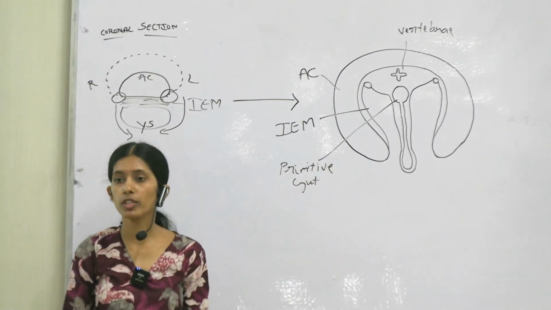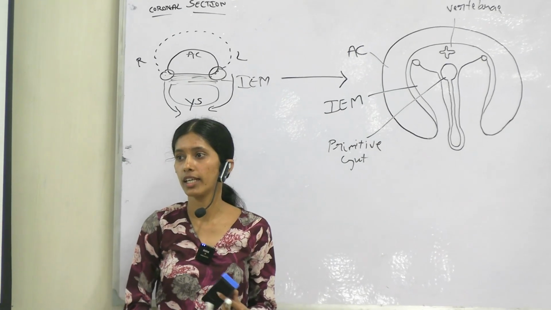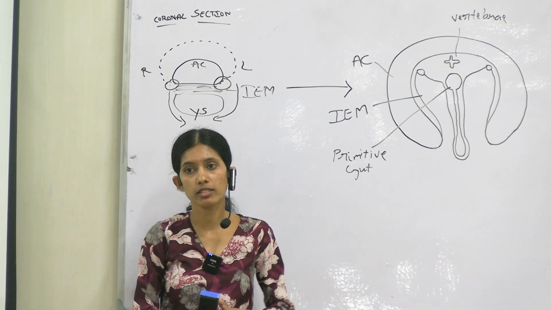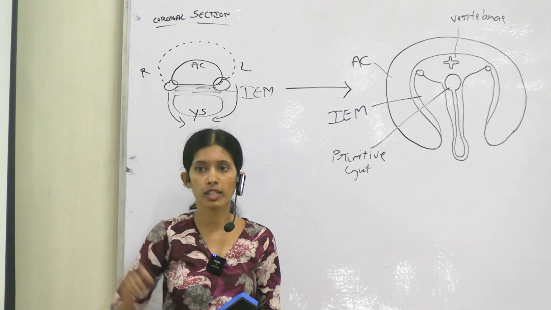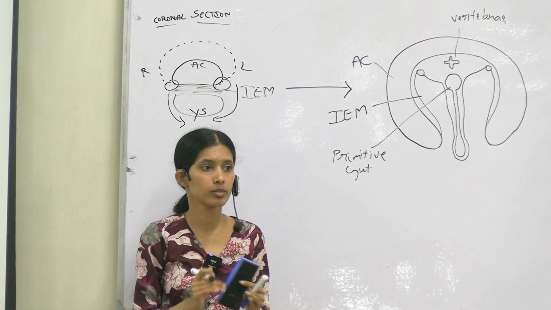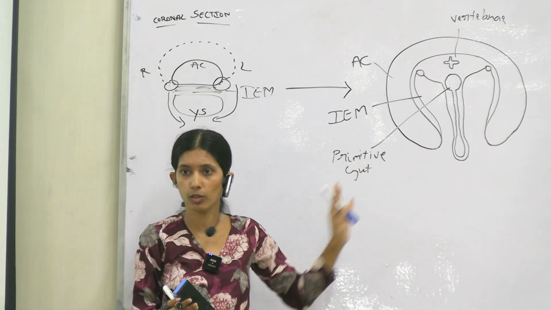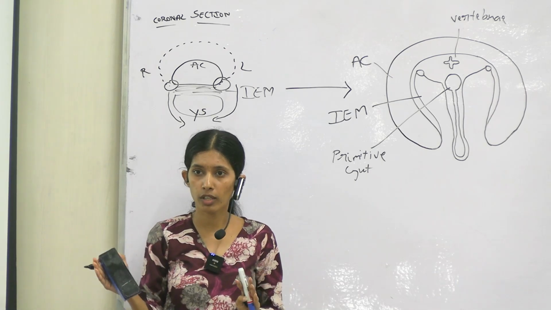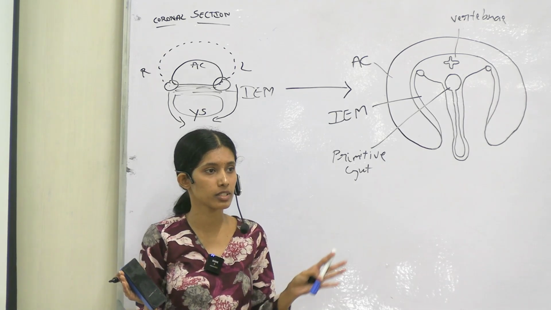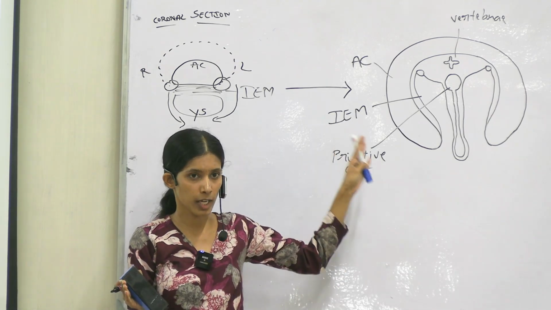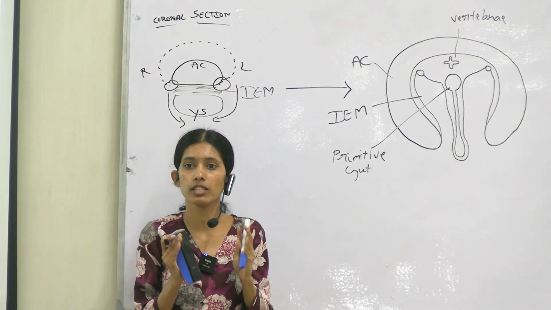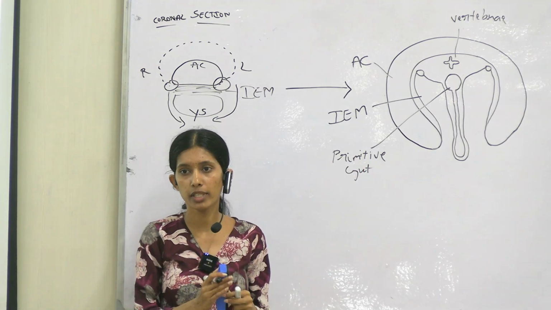Okay. Remember, your cranio-caudal folding and lateral folding takes place simultaneously. It's not like your cranio-caudal folding will happen first, and once that is finished, your lateral folding will start. No, it's not like that. The cranio-caudal folding, which I explained in the previous class, and the lateral folding, which I am explaining now, is happening at the same time in your developing embryo.